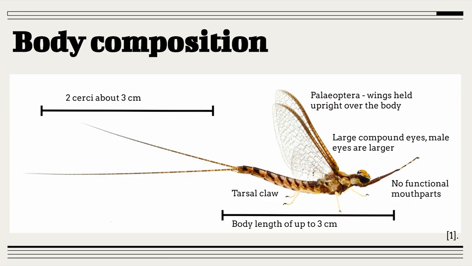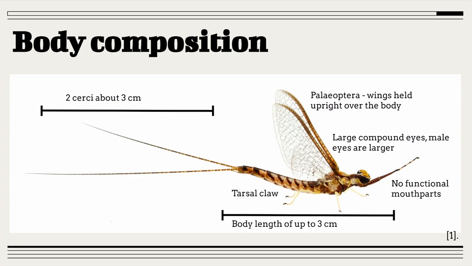The wings are paleoptera and held directly upright above the body, even at rest. This species has large compound eyes, with a sexual dimorphism of males having larger eyes to better spot females for mating. Each leg is ended with 1 tarsal claw, and male hind legs are slightly larger to better handle females in copulation. As for mouthparts, Hexagenia limbata have none that are functional.